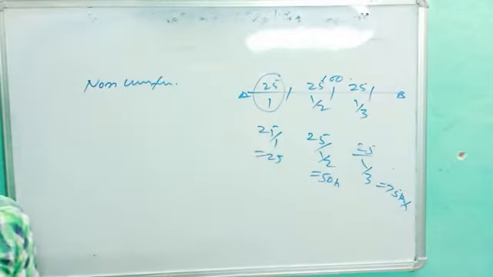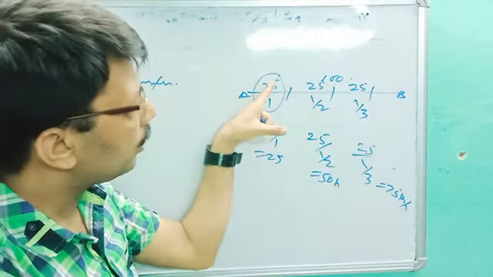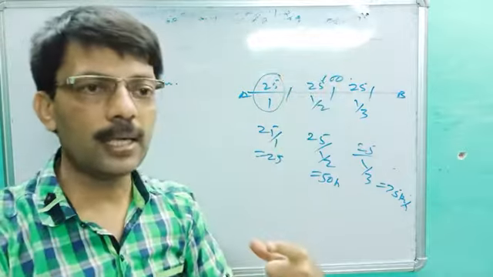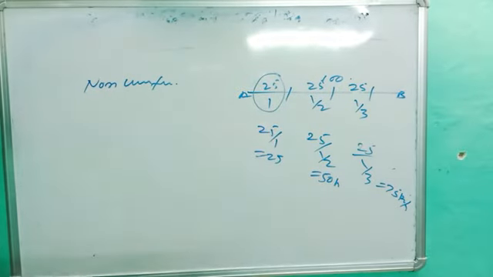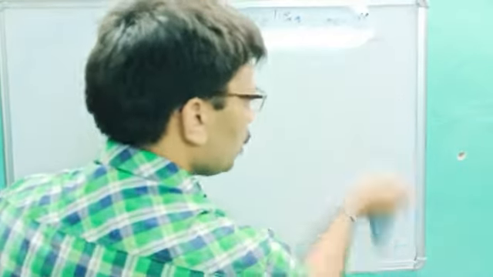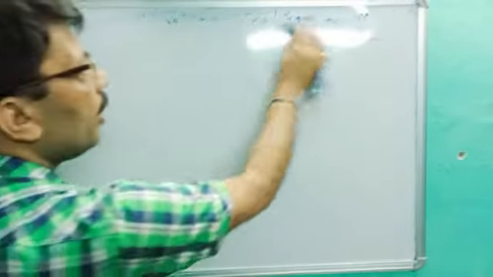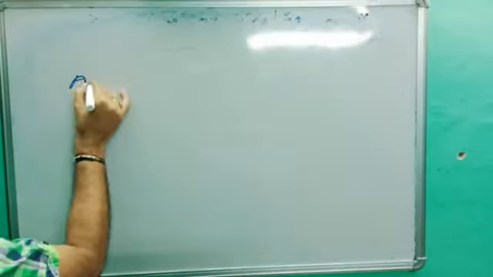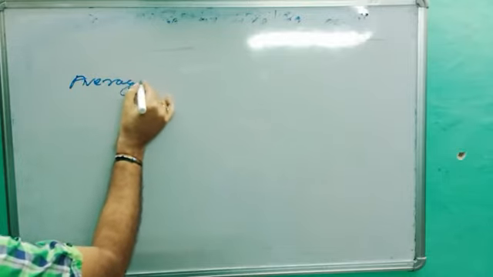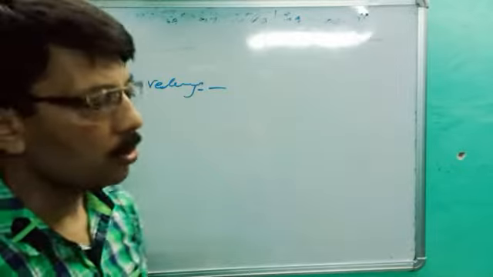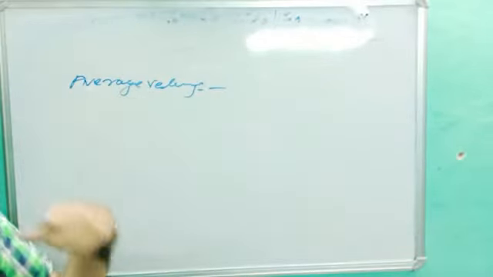Are you getting the point? When any body travels equal distance in unequal time or unequal distance in equal time, such type of velocity is called non-uniform velocity. Okay? If your question is given as non-uniform, you have to find out two types of velocity: average velocity and instantaneous velocity. So I will talk first about average velocity. If a body is moving with non-uniform velocity, you have to go through average velocity.